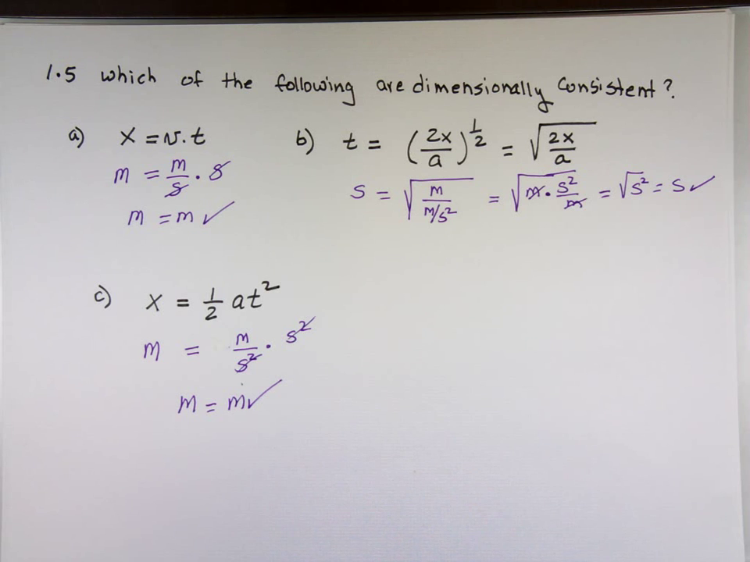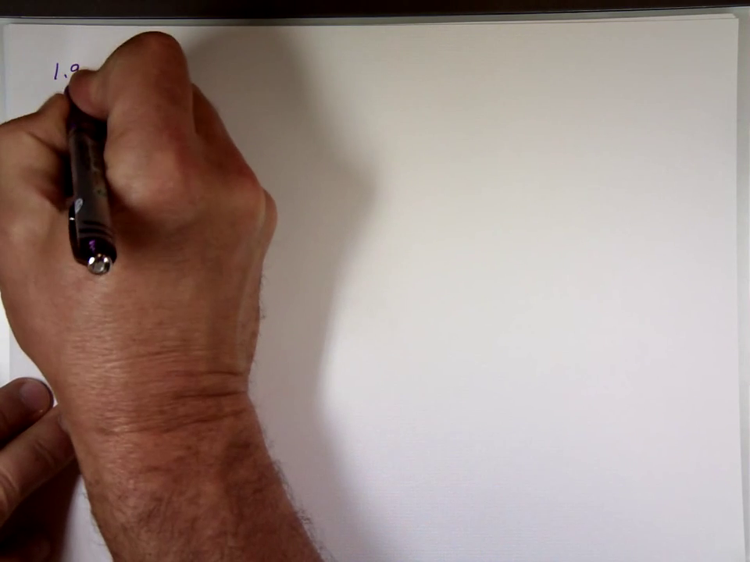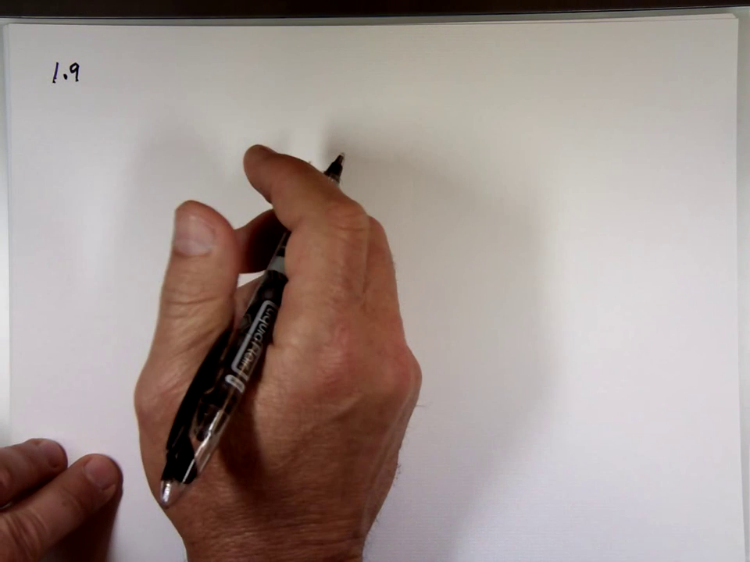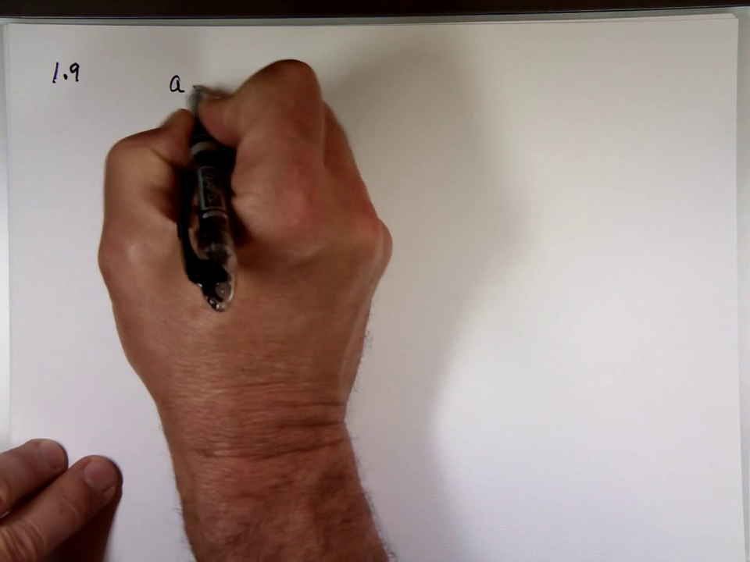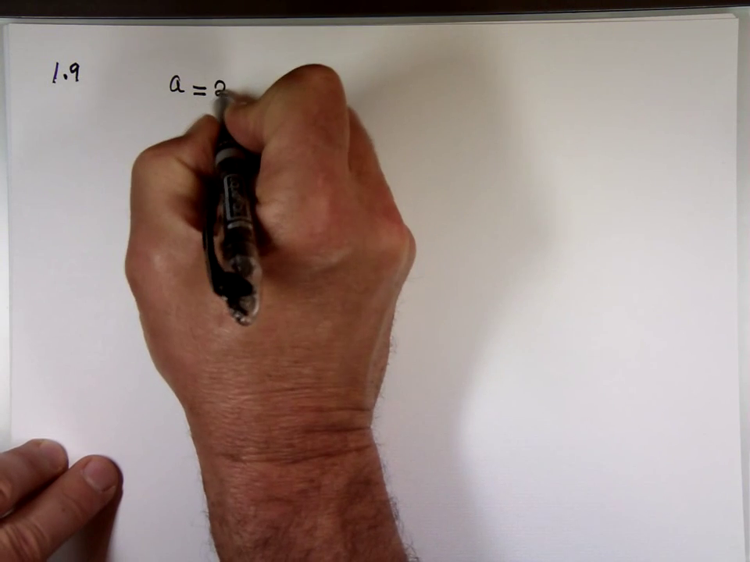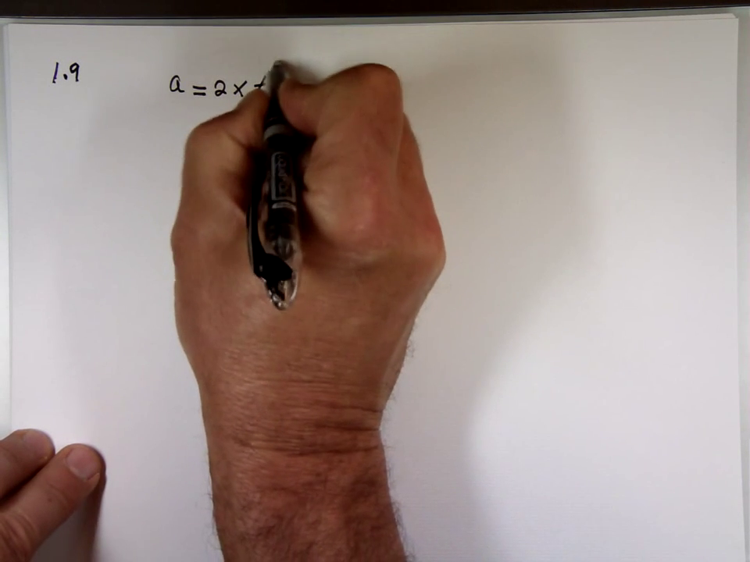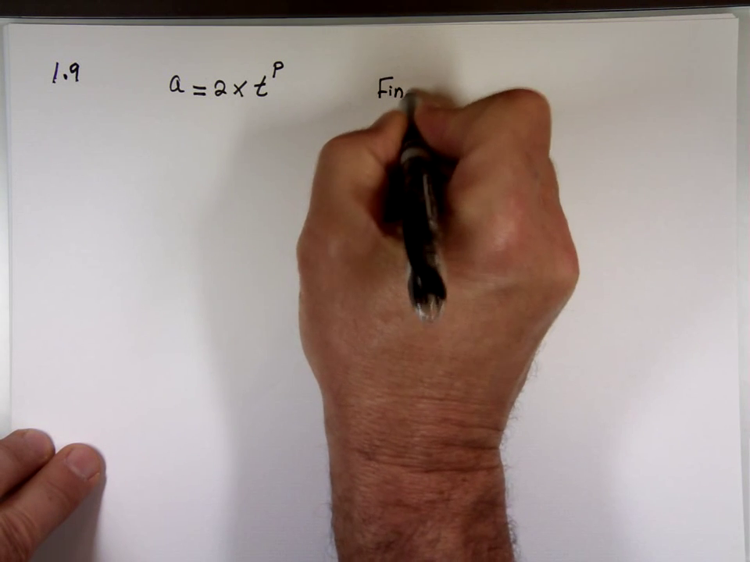The next one is actually 1.9. It says the acceleration is related to distance using this equation. Acceleration equals 2x times t to the power of p. And the question is, find the power of p.